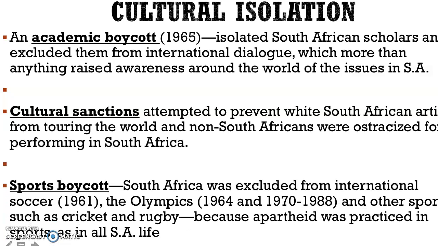And then there was a sports boycott. And this really hurt South Africa because sports is central to life in basically most countries of the world, South Africa being no exception. South Africa was excluded from international soccer starting in 1961, and the Olympics in 1964, and then from 1970 to 1988. Other sports like cricket and rugby also excluded South Africa from international play because basically apartheid was practiced in the sports area as in all aspects of South African life. So these cultural ways were made to pressure South Africa to not continue its apartheid system.